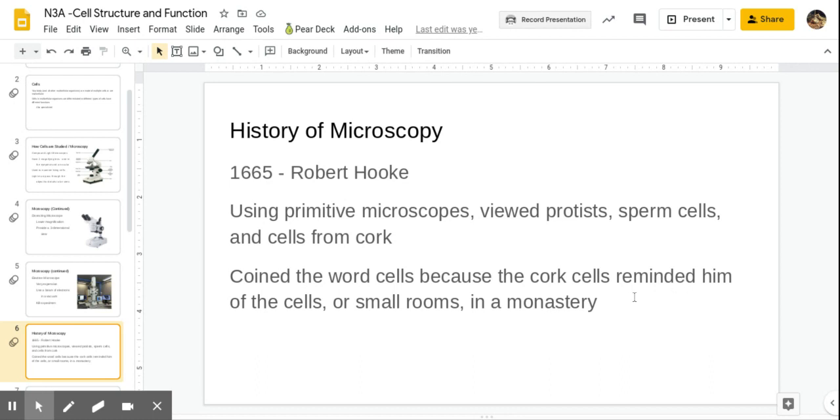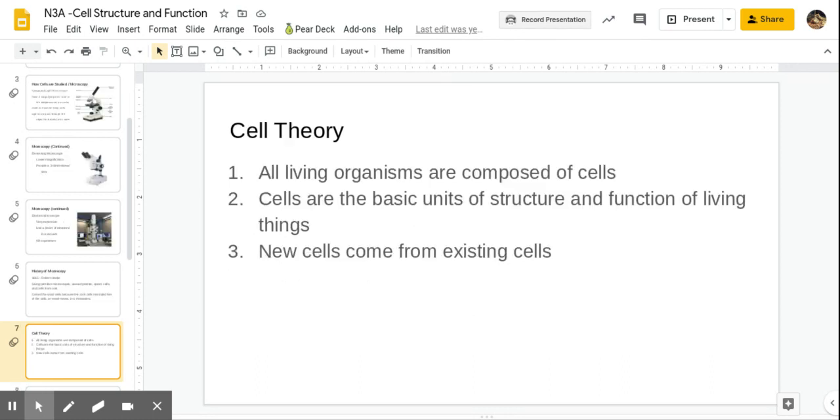And he coined the word cells because, again, we take cells for granted. We've just grown up with it, but somebody had to decide to call them cells. He coined this because the cork cells reminded him of the small rooms in a monastery. Again, think back to this time. Monasteries and nunneries were very popular, and a lot of people lived in them. And the rooms are very much like a prison cell. Again, that cell word coming up.